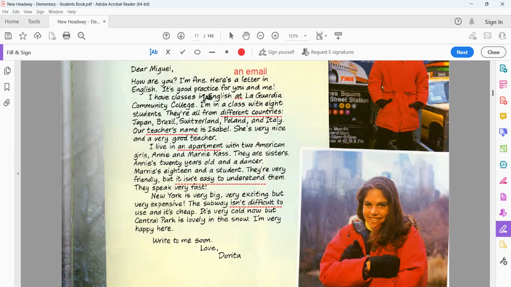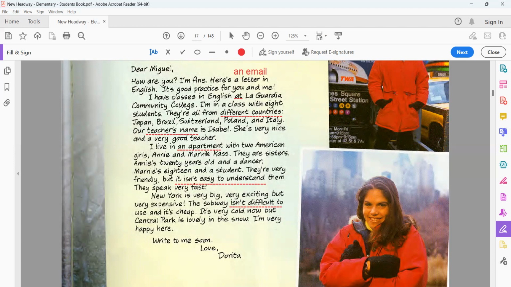I have classes in English at La Guardia Community College. This is the name of the university. So you can say, I have classes in English at Al-Khawarizmi Institute. I have classes in English at a school, at Taif University. I am in a class with 8 students. They're all from different countries. They are not from the same country. Our teacher's name. So you can say my teacher's name is, my brother's name is, my best friend's name is.